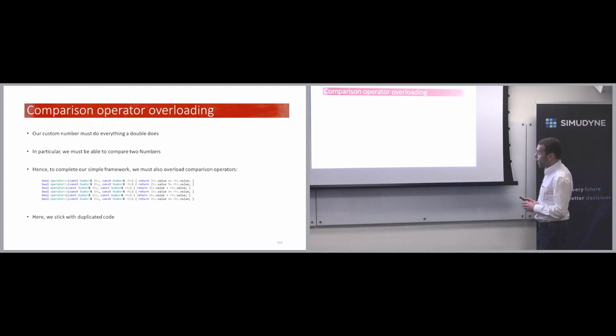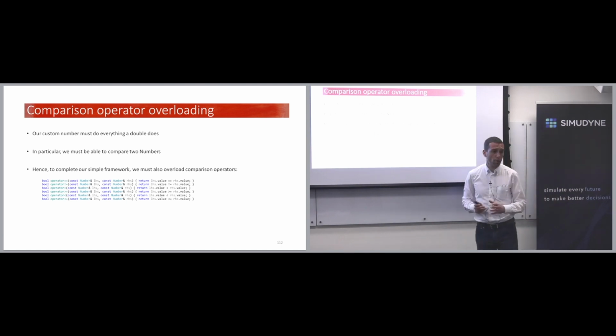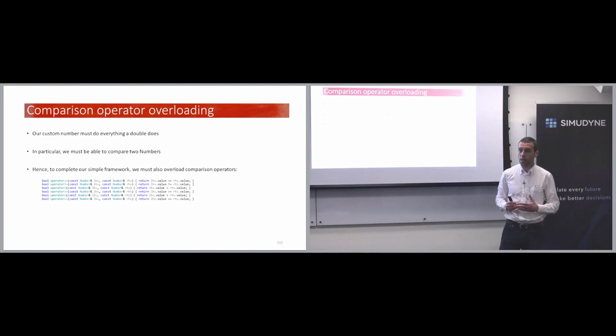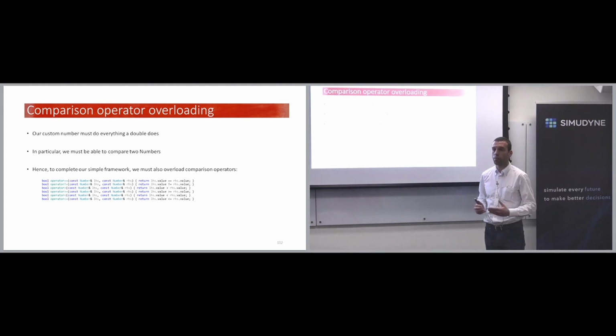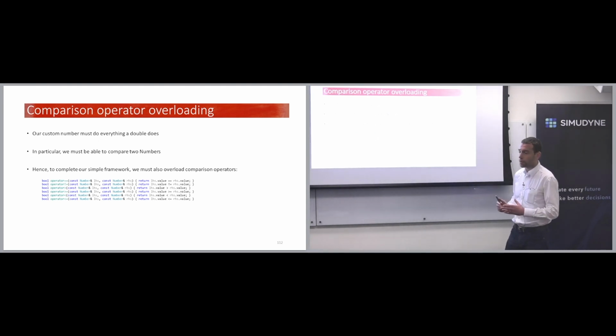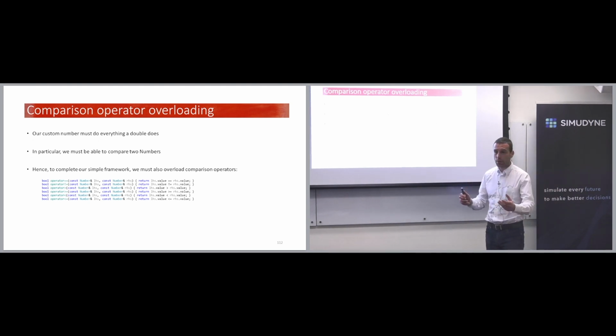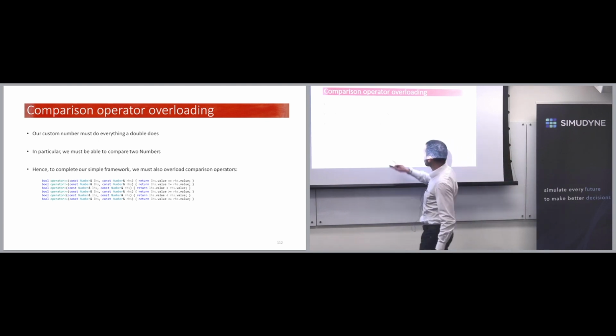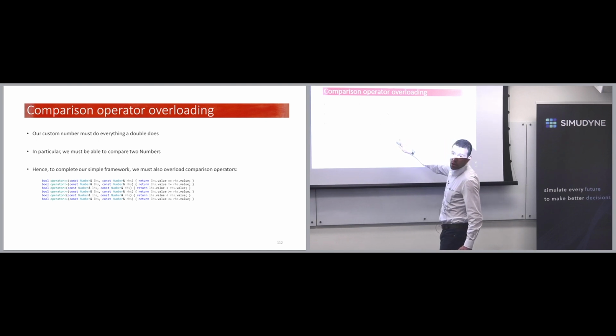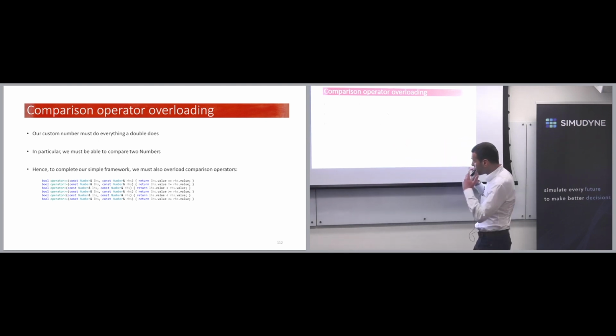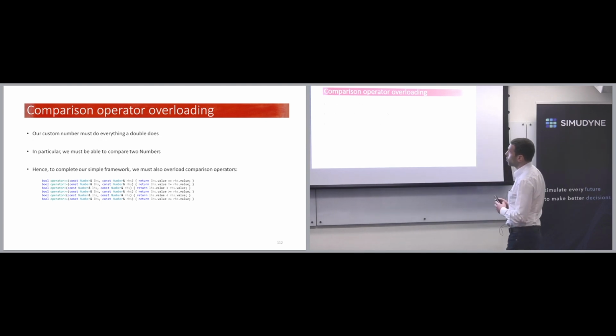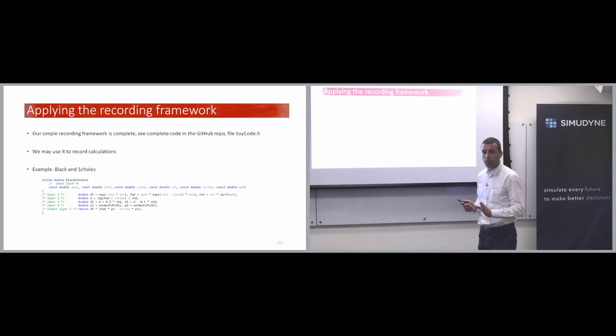Now, as I said, another technicality: your number must do everything a double does. In particular, two numbers need to be compared. Otherwise, if in your code you use the comparison operator to compare two numbers represented by your custom type, the compiler wouldn't know how to do that. So you need to tell it. But that's obvious. You just compare the internal double values. Okay? But you actually need this code, otherwise your calculation code may not compile. And that's it. That's the AAD framework.